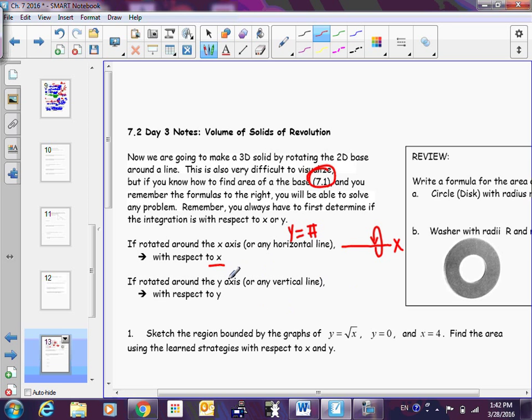As opposed to if you rotate around the y-axis or any vertical line, which would be x equals a number, if you rotated this way, that would be like a horizontal rotation. The rotation itself would be horizontal. That's going to be with respect to y. So with these problems, some are with respect to x, some are with respect to y. We've done that this whole time.